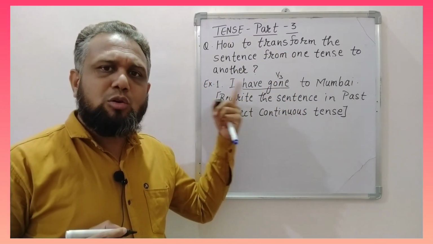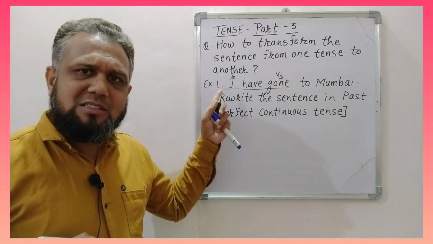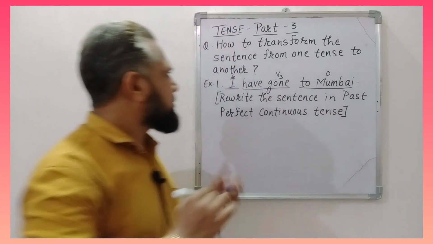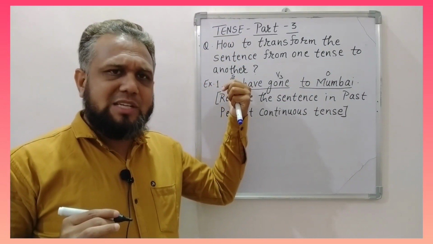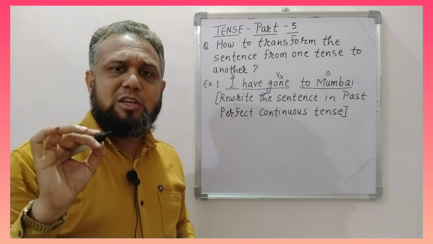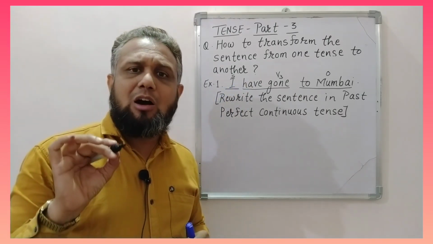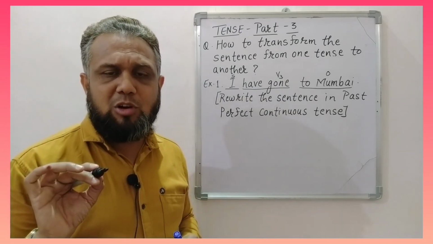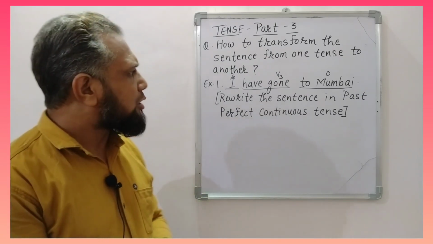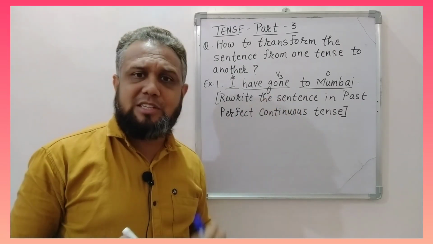So the action is of going, and who is going? I. Therefore I is the doer of the action, meaning subject. And where is he going? To Mumbai. So it is the object. So the construction formula of our sentence is subject plus have plus V3 plus object. And if you look in the list of tenses and their formulas, you will see that this is the formula of present perfect tense. This is the formula of present perfect tense, meaning the sentence is in present perfect tense. Now according to the instruction, you have to transform this sentence into past perfect continuous tense.